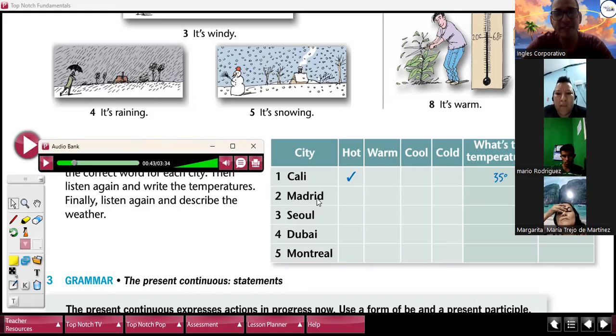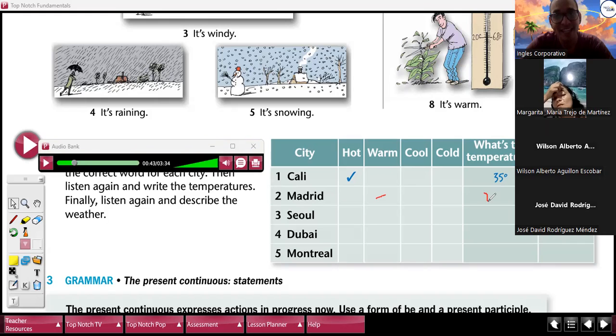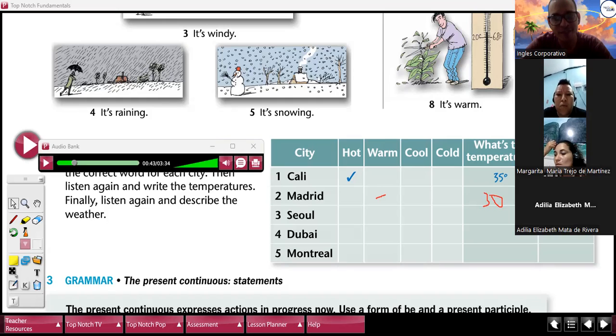Okay, about Madrid? Warm. Warm, warm. Yes. Warm. What is the temperature? 30 degrees, okay, and it is? Ah, it is. No, it is sunny. No, are you sure? It's warm. No. Rainy? No, sunny. Cool. And over here it says windy, if I'm not wrong. Let me play the audio one more time so you can pay attention.